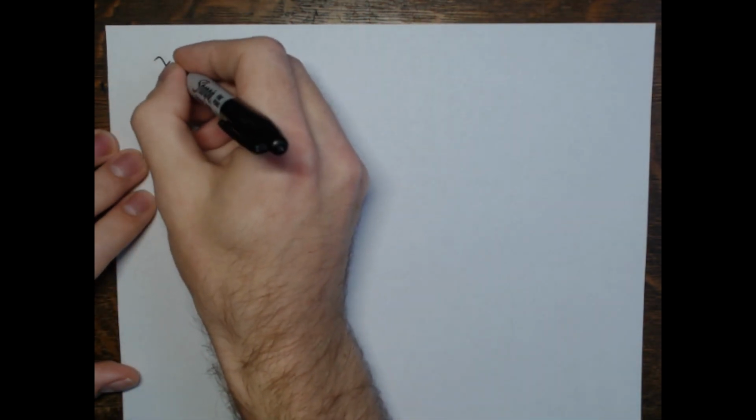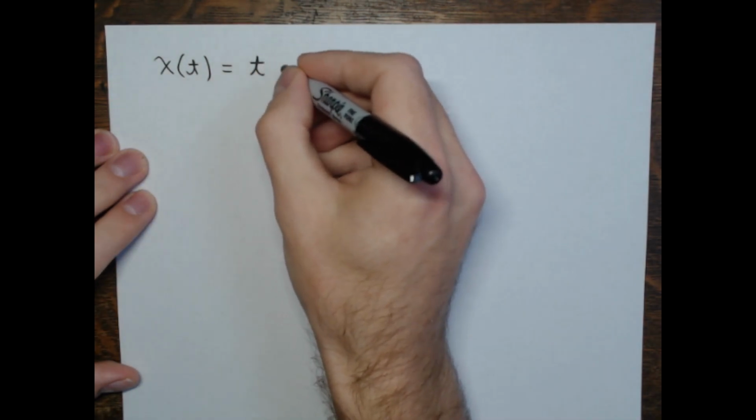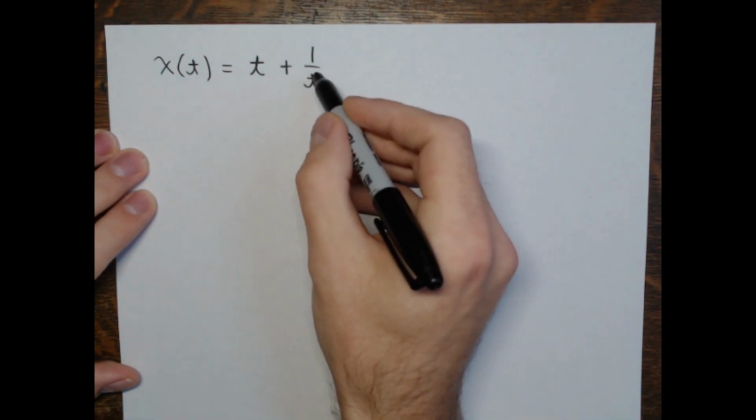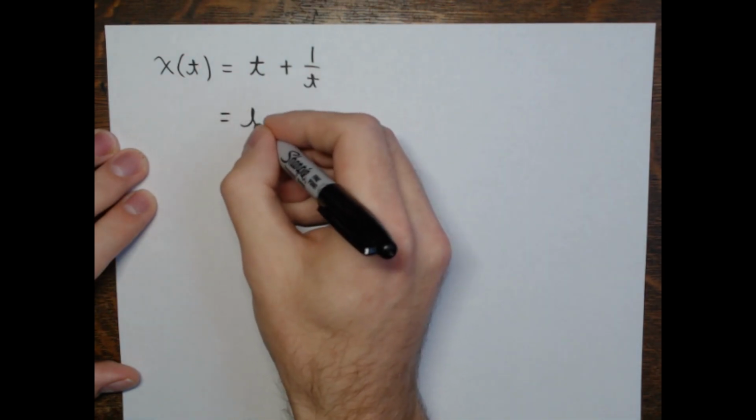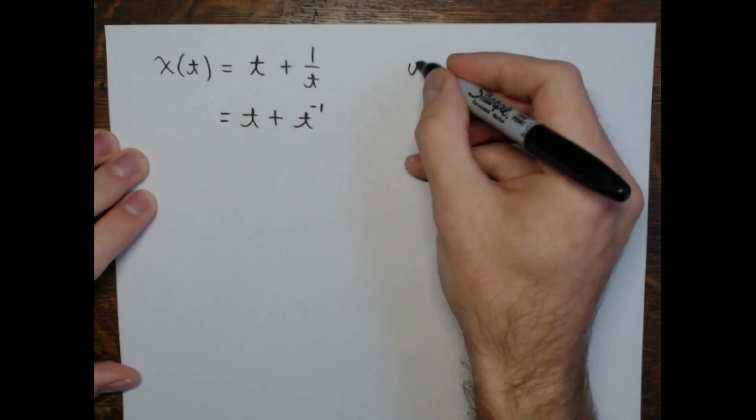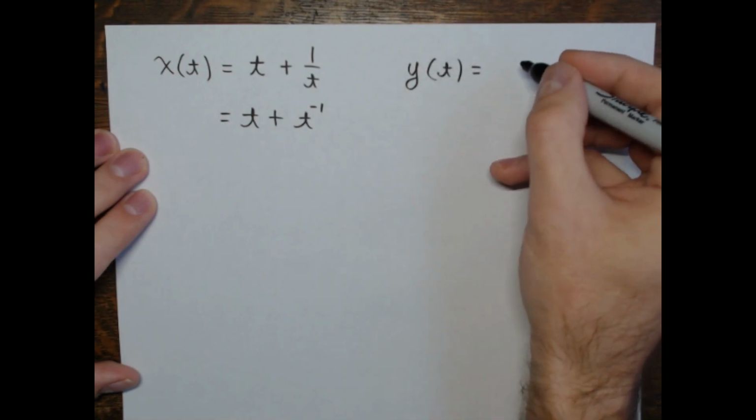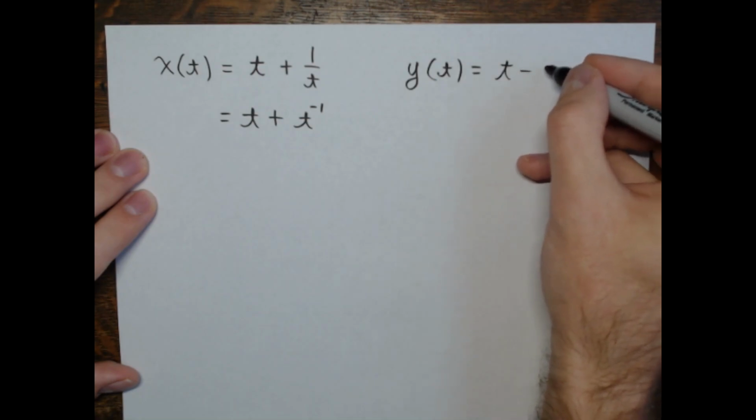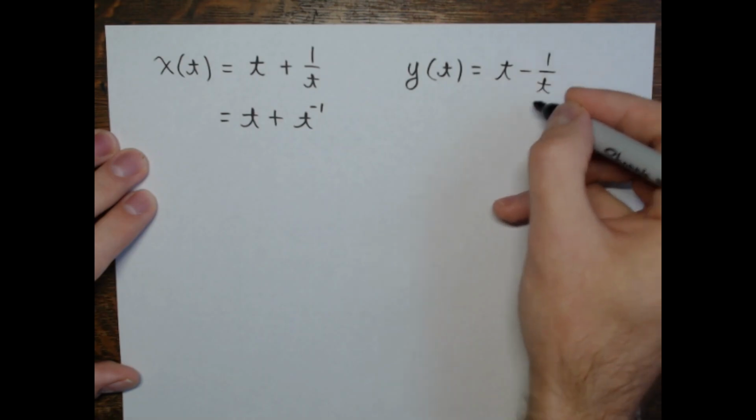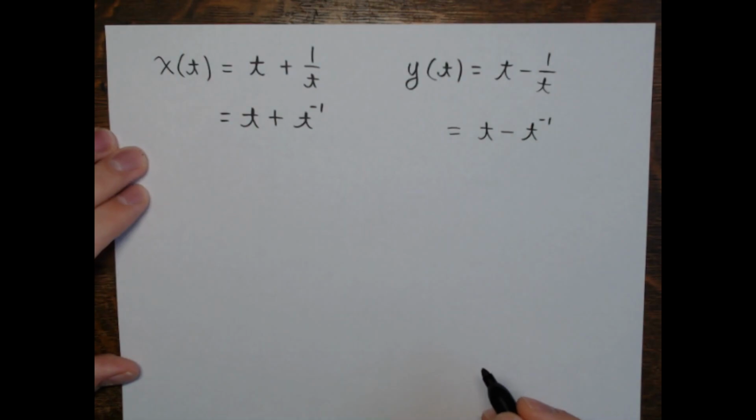All right, so we have x of t equals t plus 1 over t, which is also t to the negative first. This would be t plus t to the -1. And then y of t is t minus 1 over t, so t minus t to the negative first.